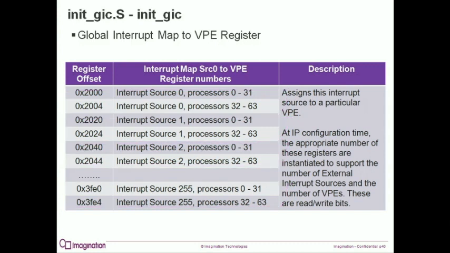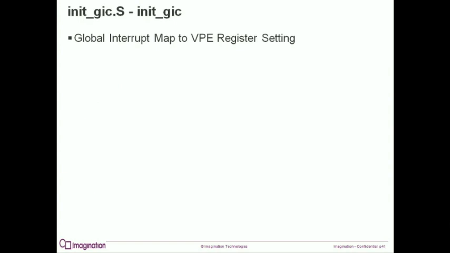Let's look at the table. The interrupt map to VPE registers are in the GIC shared section and start at offset 2000 hex. The first interrupt has its registers at 2000 hex and 2004 hex, thus giving it a 64-bit map area. The next interrupt starts at the start of the section plus 32 bytes, or 20 hex, so its registers are at 2020 and 2024 hex, and so on.